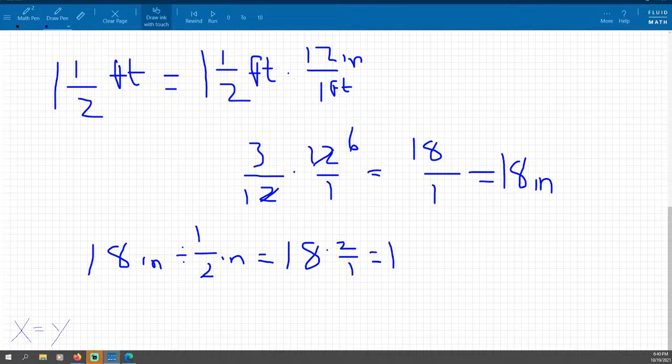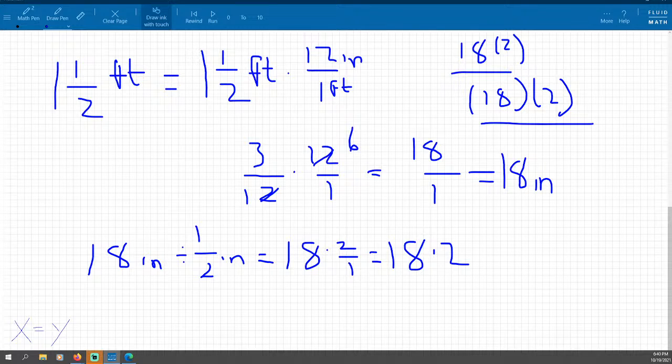which is equal to 18 times 2. Now remember earlier, all we have is a basic multiplication problem now. So there's other ways we wrote that earlier. 18 parentheses 2. Okay, if you see this, it's the same as this. 18 times 2 is 36. So we can fit 36 half-inch books in an 18-inch shelf.